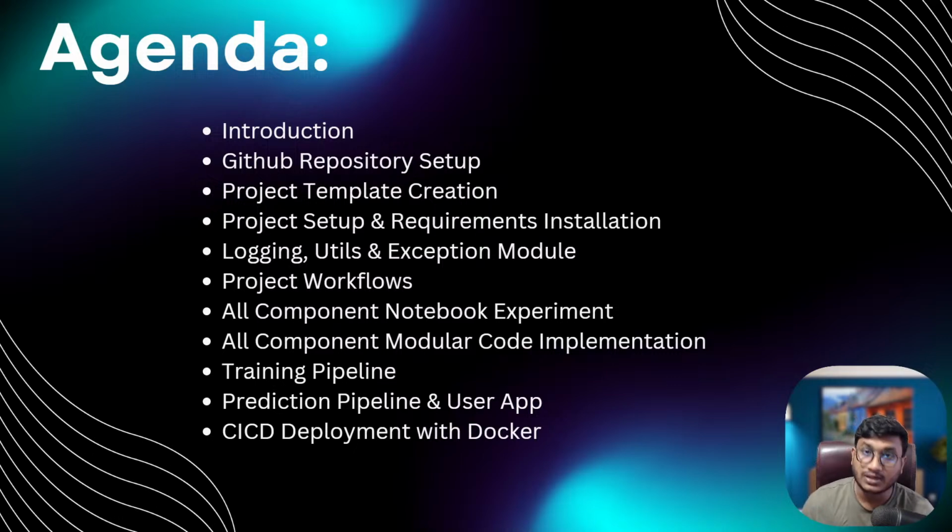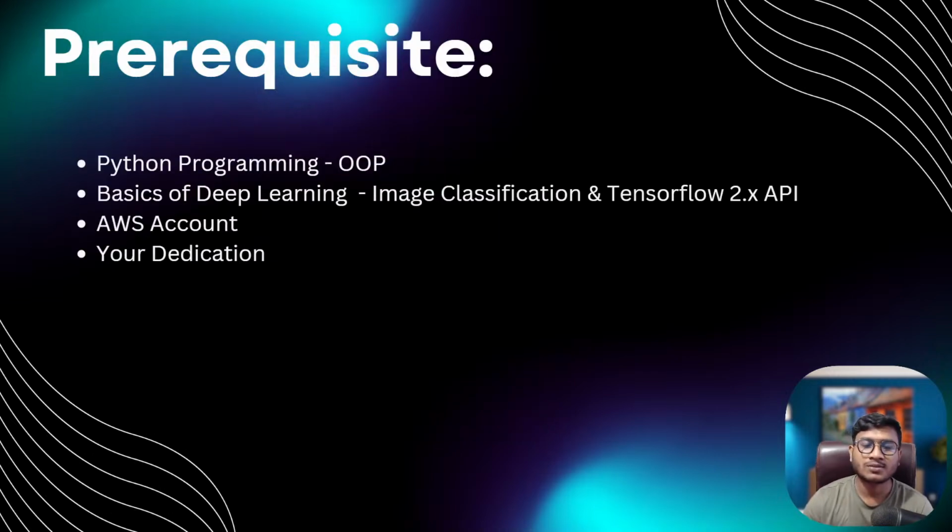With a cloud platform with the help of CICD. CICD means continuous integration and continuous deployment. So here we are not going to follow a simple deployment. We'll be following the entire CICD pipeline. Now you can ask me what is the prerequisite for this deep learning project implementation.